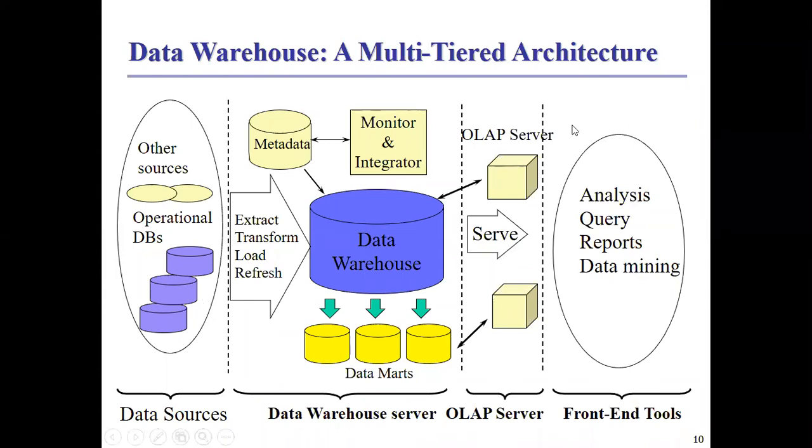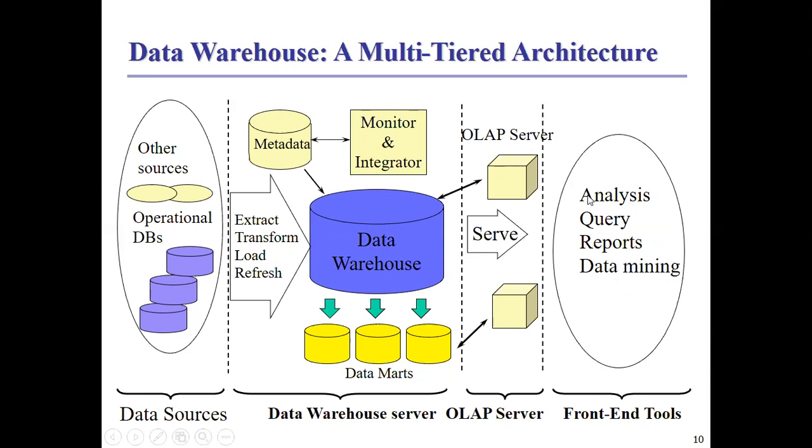The top tier gives an interface through which the user can communicate with the data warehouse server or data warehouse system. These front end tools generally consist of various query and reporting tools, some analysis tools, and data mining tools. Data mining tools are implemented on the front end tools, or on the top tier. Whatever tools you are going to use for analysis, query, reporting, and data mining.